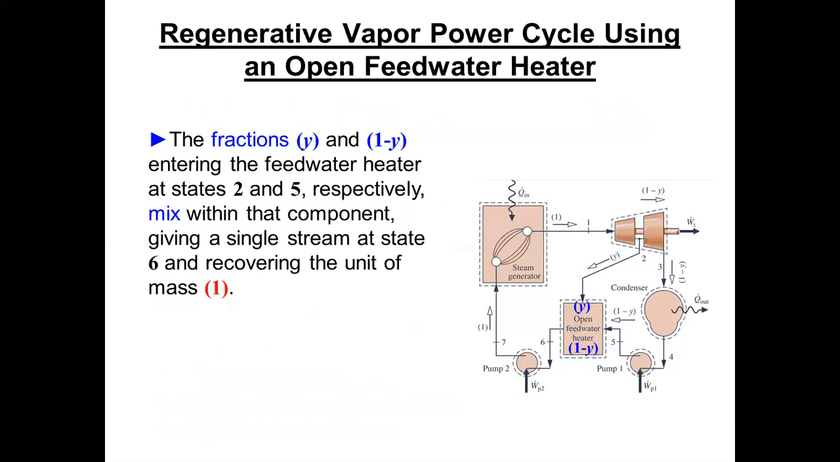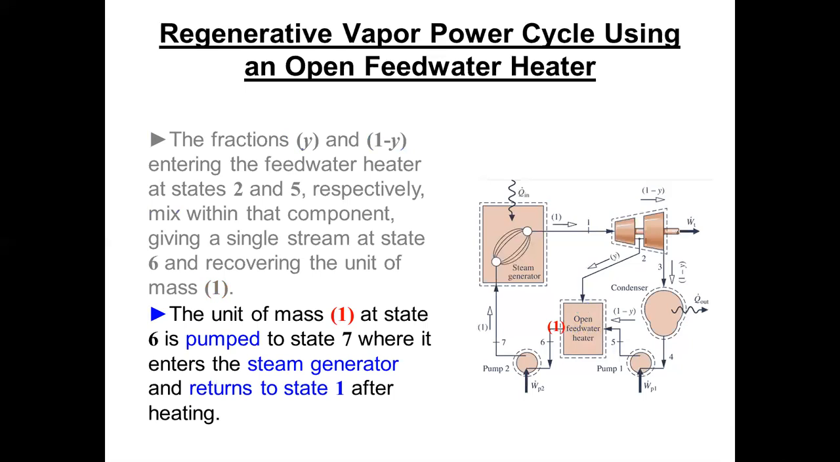Anyway, so the fractions y and 1 minus y entering the feed water heater at states 2 and 5 mix. The amount of steam flowing out at state 6 is y plus 1 minus y, which is 1, which tells us that we put the entire steam flow back together. So we have full main steam flow coming out of the feed water heater. Mix them together in the feed water heater and we come back out at 1. Pretty good.